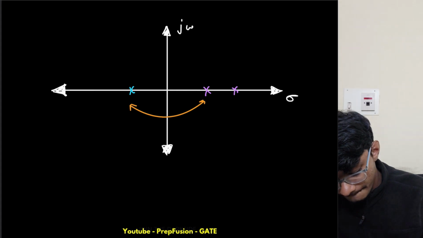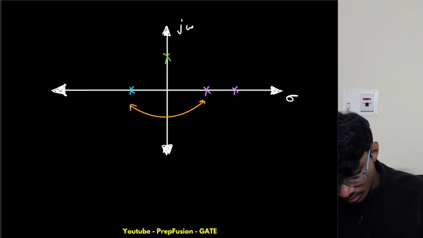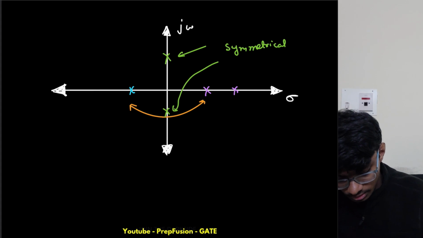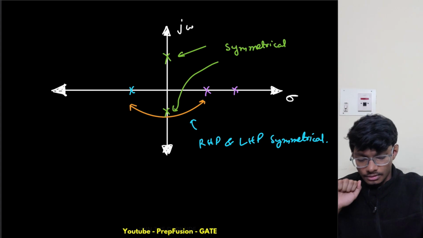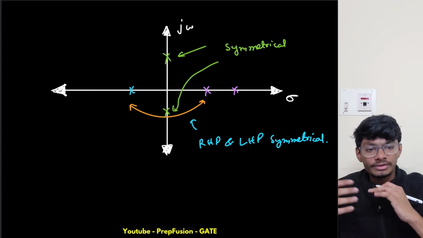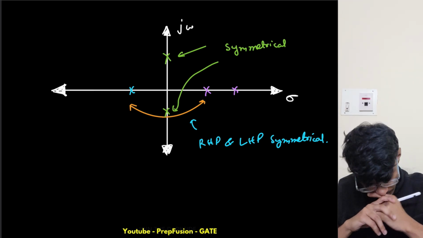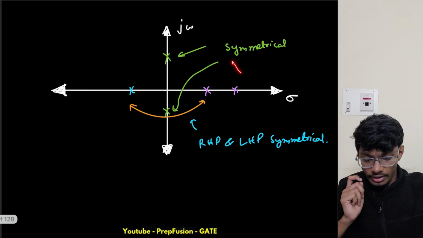So these are symmetrical, right? These are symmetrical, and these are basically the right half plane and left half plane symmetrical. Okay, so is there any other way to draw this one? Is there any other way? So what we can do is that we can draw it like this also.